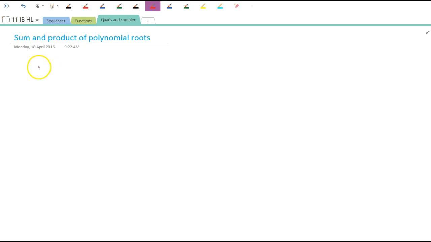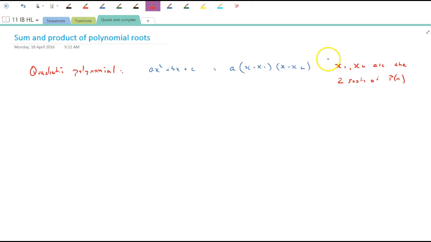So let's have a look firstly at a quadratic polynomial. With a quadratic polynomial, we know that we've got ax squared plus bx plus c. There's our general quadratic, and in order to factorize it and find its roots, we understand that a comes out the front, and then I've got two roots here, and we're going to call them x1 and x2. So the first thing to understand is that x1, x2 are the two roots of the polynomial. When we move into a cubic, there'll be x1, x2, x3. So we're looking at those roots, and we're going to explore what happens with the sum and product.